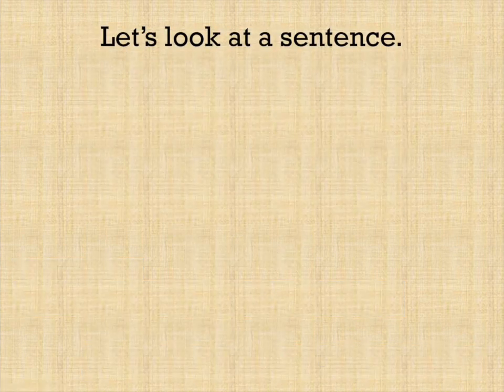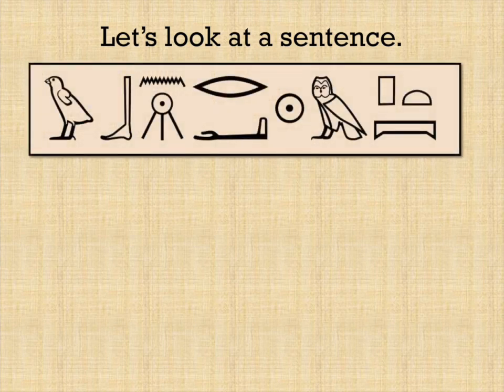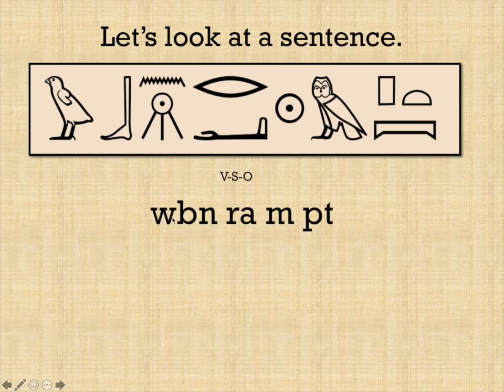Now let's take a look at an Egyptian sentence, a real Egyptian sentence. Egyptian is quite interesting in that the verb comes first in the sentence. We recognize this is sun, Ra. We can recognize these from earlier. This is pt, pet. This owl here is m. Turns out that this is a preposition. And so let's take a look and see what we have. This is weben, weben, Ra, pet.